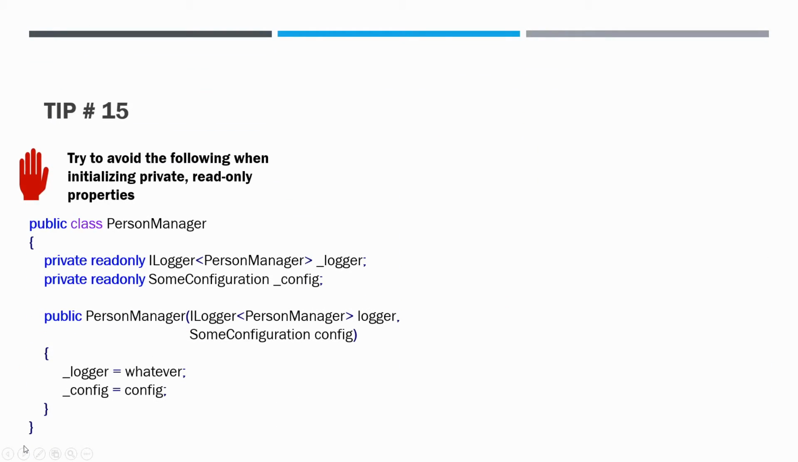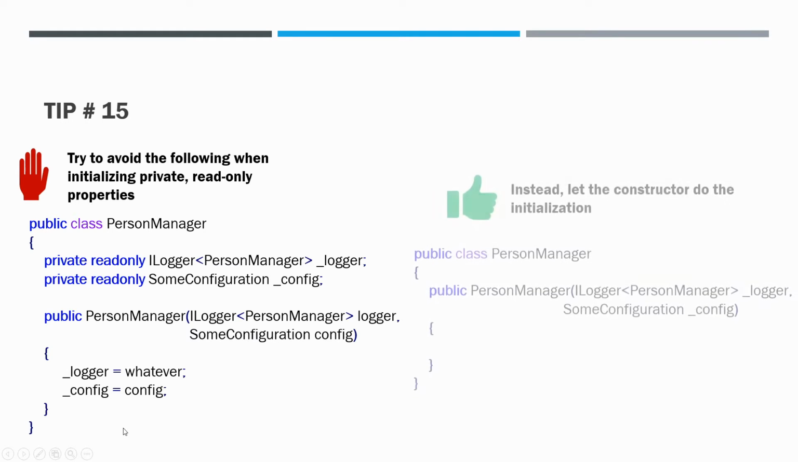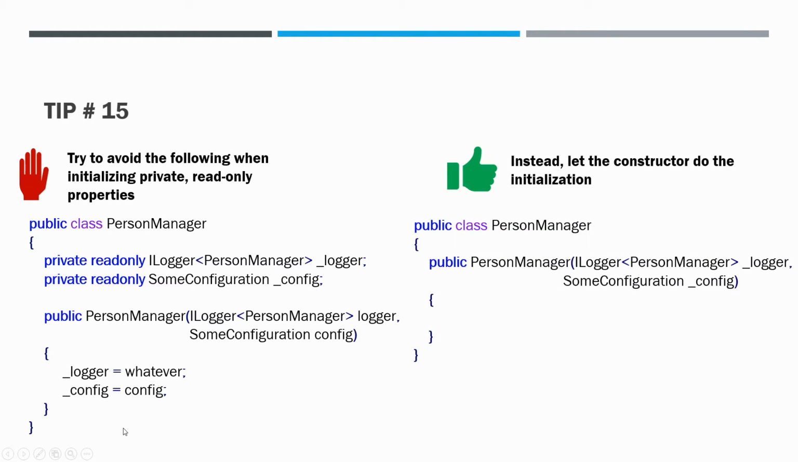Tip number 15. Try to avoid the following when initializing private and read-only properties. This code is pretty much common in writing C# code for implementing dependency injection. With the release of C# 9.0, we can now let the constructor do the object initialization automatically. This removes cluttering your code with private member declarations, which can make your code cleaner.